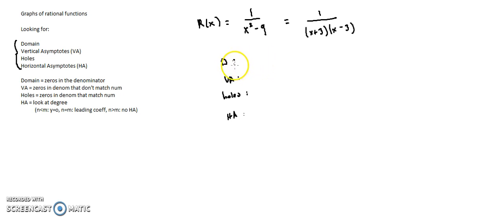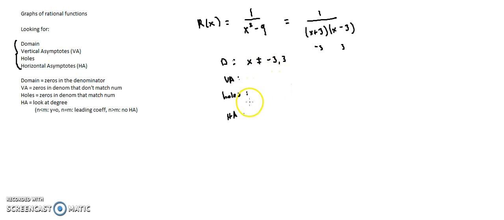Okay, so remember the domain, we're looking for zeros in the denominator. From the first factor, we get a 0 at -3, and from the second factor, we get a 0 at +3. So our domain is going to be everything except for -3 and +3. Okay, now those numbers are either going to be vertical asymptotes or holes. One or the other, they can't be both.